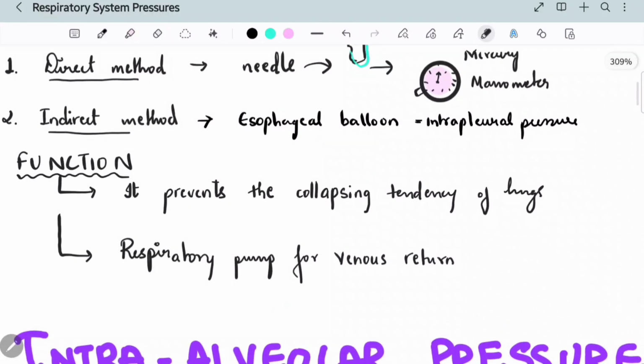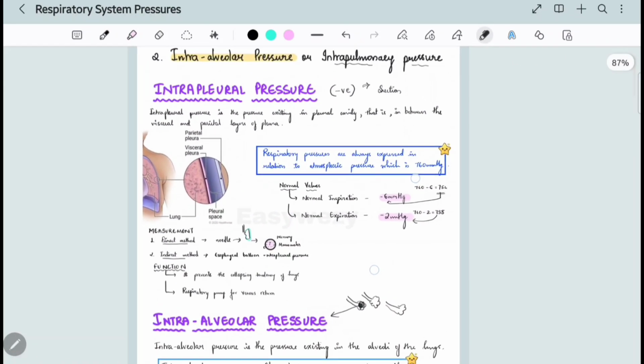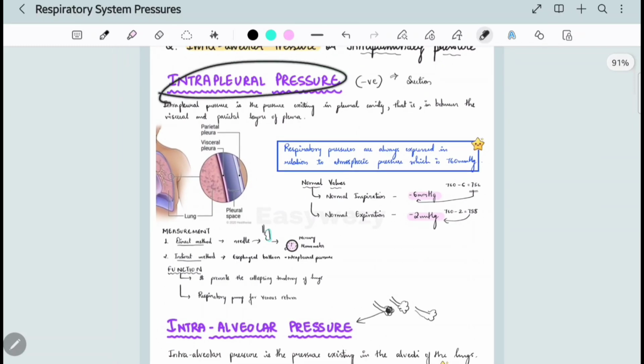Now what does this intrapleural pressure actually do? It prevents the collapsing tendency of the lung and acts as a respiratory pump for venous return. So that was about the intrapleural pressure.